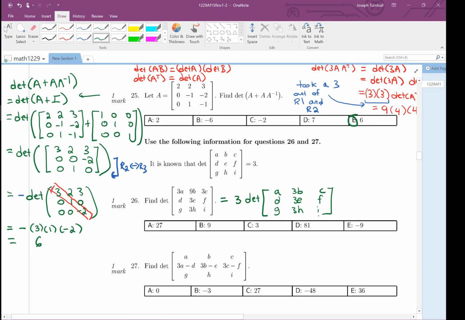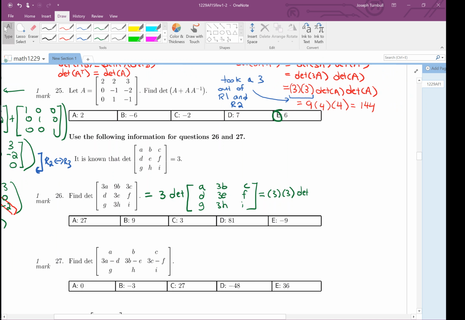Okay, now we're going to do it again. This time we're going to common factor a 3 out of column 2. So we have a 3 times a 3 times the determinant of, almost there, A, B, C, D, E, F, G, H, I. And we have that the determinant of that thing is 3, so 3 times 3 times 3, we get 27. So option A.